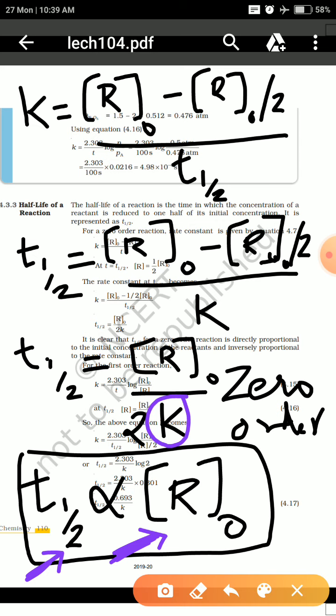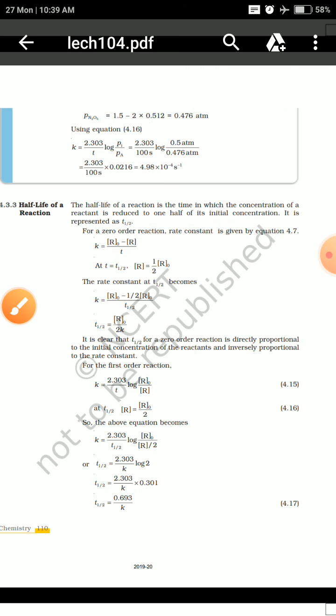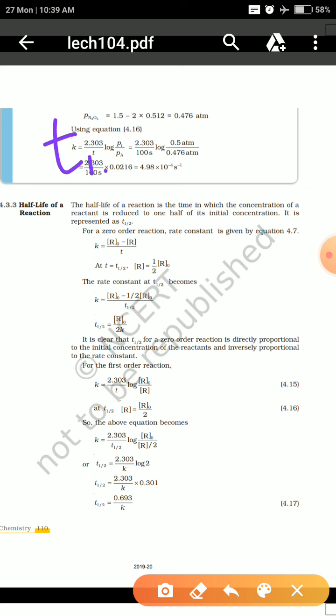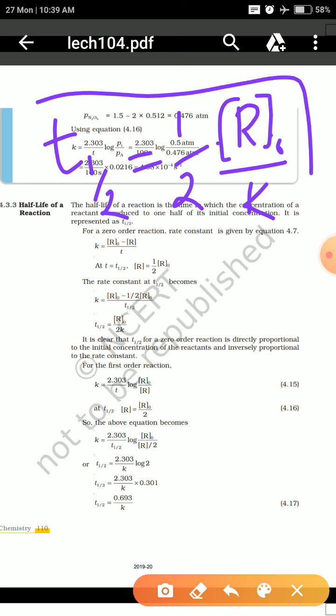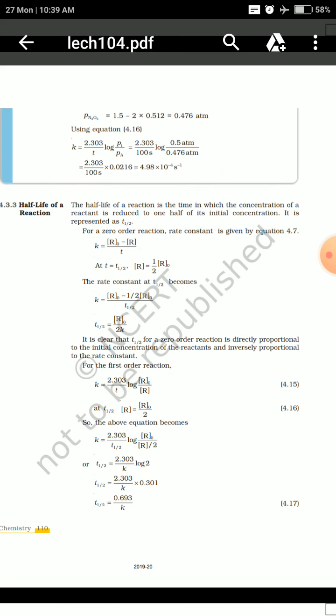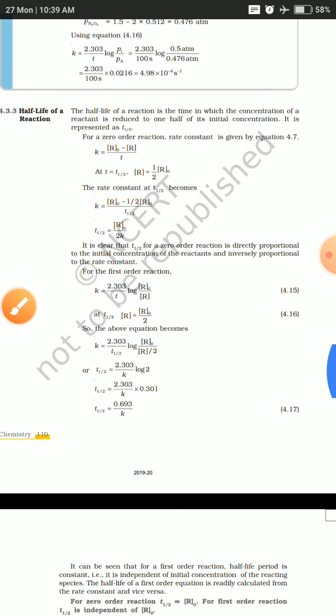So this is the half-life of a reaction, and the equation for the half-life of a zero order reaction is T half equals 1 by 2 of R0 by K, or R0 by 2K. You can write it in either way. This is the zero order reaction's half-life. Now that is about the half-life of zero order.